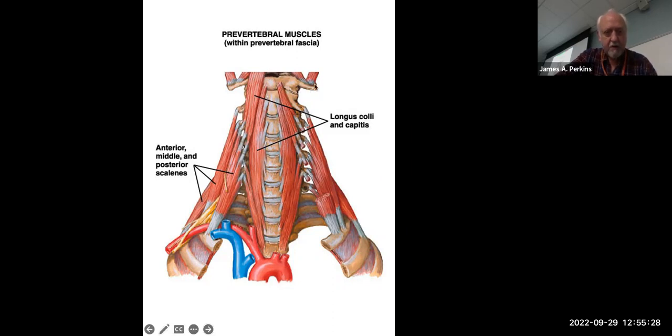C1 has especially wide transverse processes, which is one way you can recognize it. And then C2 just below that, and then continuing all the way down. This view even includes the first couple of thoracic vertebrae down here.